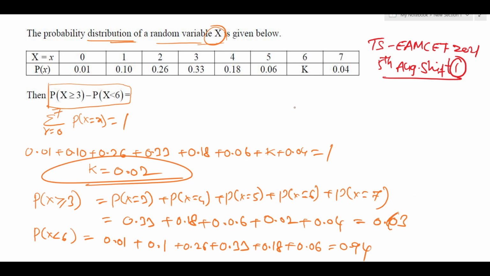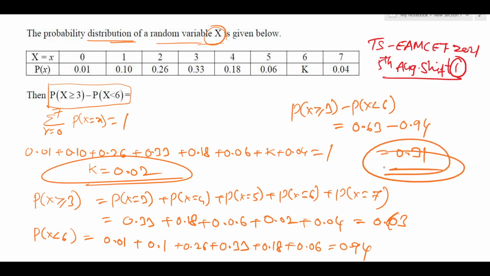Now we find P of x greater than or equal to 3 minus P of x less than 6, that is equal to 0.63 minus 0.94, that is equal to minus 0.31. This is the required answer. So minus 0.31 is the answer.